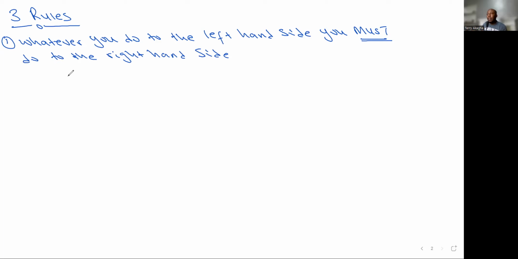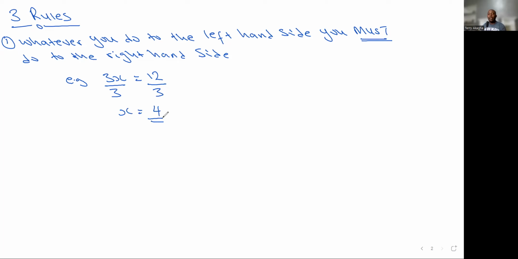So let's pick an example for this. Let's say we have 3x is equal to 12, okay? Now, whatever I do to the left-hand side, I must do to the right-hand side. So if, for instance, I'm dividing the left-hand side by 3, I must also divide the right-hand side by what? 3. Can you see? And then x is going to be equal to what?